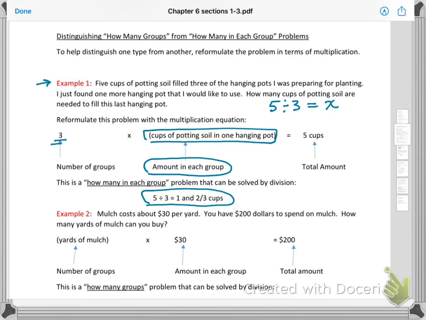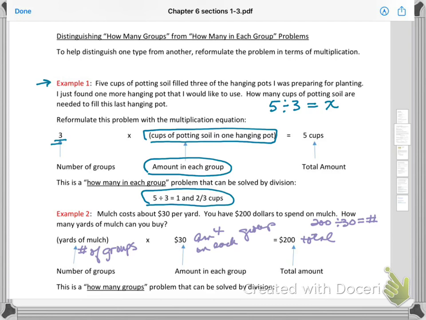So the yards of mulch is the number of groups. That's what you're looking for. You're looking for number of groups times the amount in each group is already given. So this will be in each group. And here is your total amount. So what was your problem previously? Previously, remember, it was a division. And it was 200 divided by 30 gives me a number that will be how many groups.